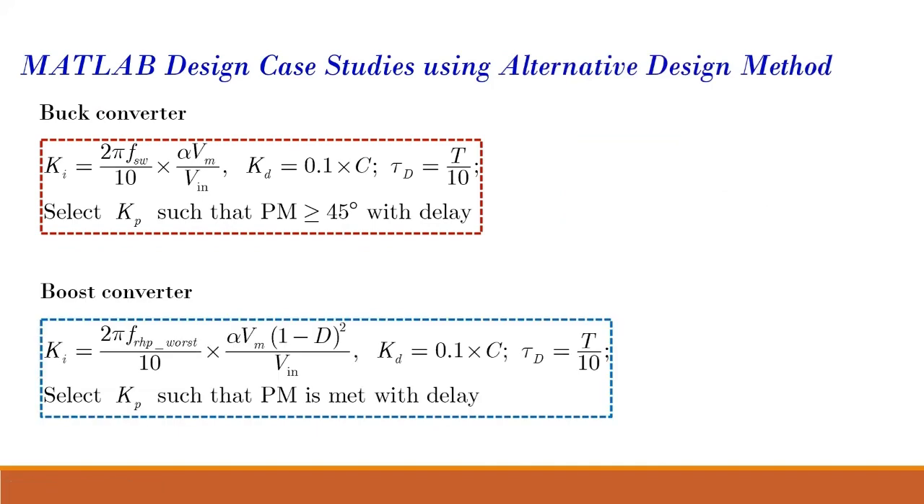And there's another method known as the alternative design method. This is another way we can set Kp, Ki, Kd. You can look into that also, which has been demonstrated by Sir in lecture 45 and lecture 46.